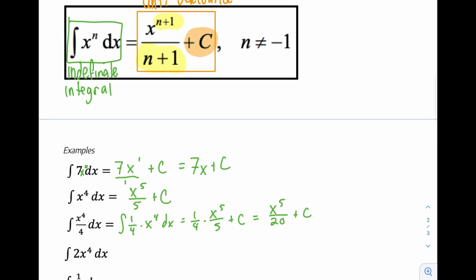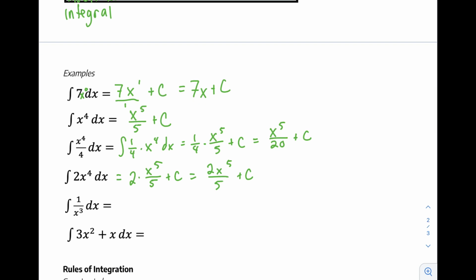And I continue for the next one. For this one, we can pull the 2 out, and then we can ask ourselves, what is the integral of x to the power of 4, which is x to the power of 5 divided by 5. Whoops, plus c, I almost forgot. And then we're going to have 2x to the power of 5 over 5. We can keep it like that, or as a fraction.